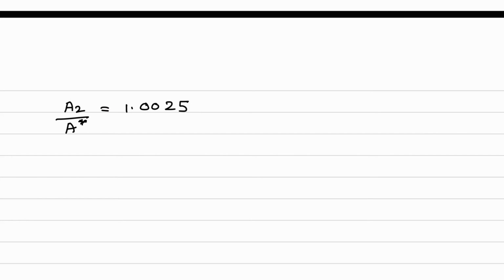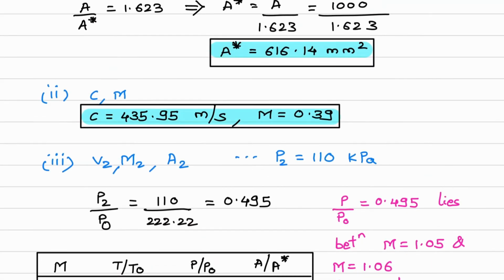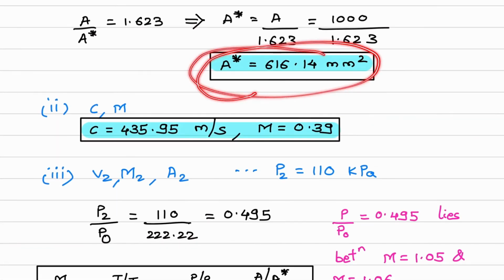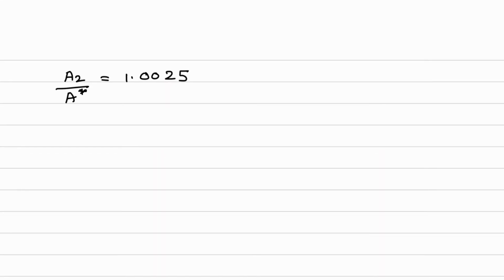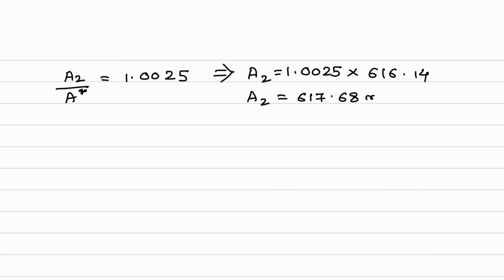So what I can do, I have already calculated A star in the previous step. That is why I calculated it initially. So this A star I can substitute over there to calculate A2. So A2 will be equal to 1.0025 into A star, and A star is how much? A star is 616.14. So I can find A2 value. A2 is equal to 617.68 mm square. So this is second answer.